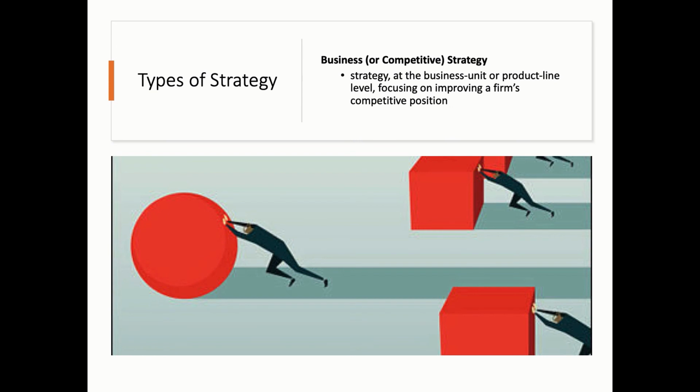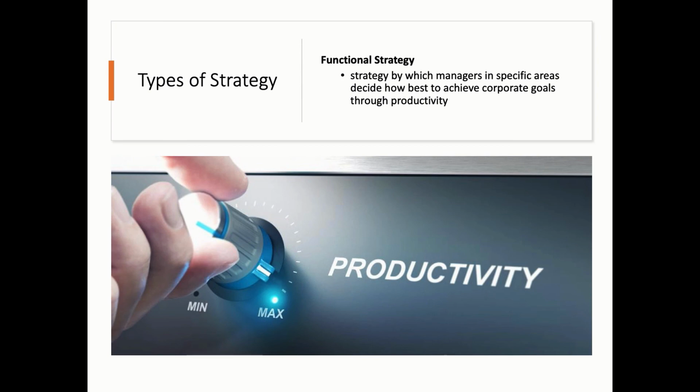Now that, of course, is slightly different than business or competitive strategy, which, as you can see here, the definition from the textbook, is strategy at the business unit or product line level, focusing on improving a firm's competitive position. And you see really what we're talking about is competitive level strategy based upon one particular business unit or one particular product line. And then this too is also different than functional strategy, the strategy by which managers in specific areas decide how best to achieve corporate goals through increased productivity.